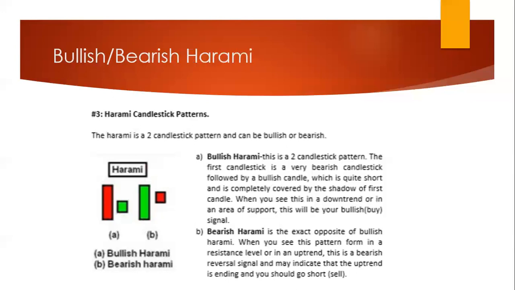It's very similar to the engulfing pattern candlesticks. The first candle is very bearish. Let's say for a bullish Harami, you're in a downtrend, right? The first candle would be bearish, which would be red, followed by a small bullish candle, which is quite short and is completely covered by the shadow of the first candle. When you see this in a downtrend or in an area of support, this will be your bullish signal.